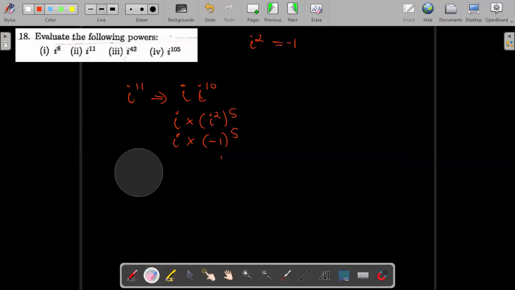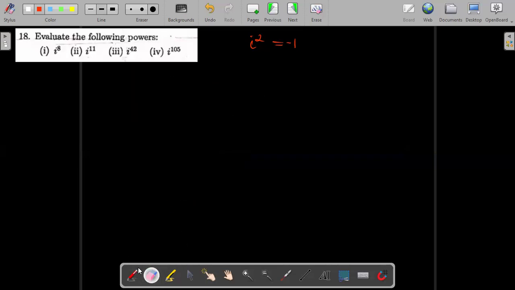Okay, if you have any question along the way, feel free to ask. Don't type in the chat, I'll not see that, so just ask. Then we have i to the power 42. How can I work this out? If I divide the power by 2, I write i squared to the power 21. This is going to give me -1 raised to the power 21. 21 is an odd power, and when I raise a negative value to an odd power, it gives me a negative value. So this will give me -1.